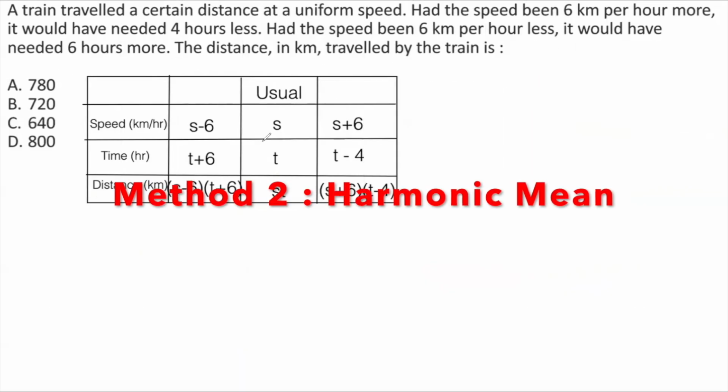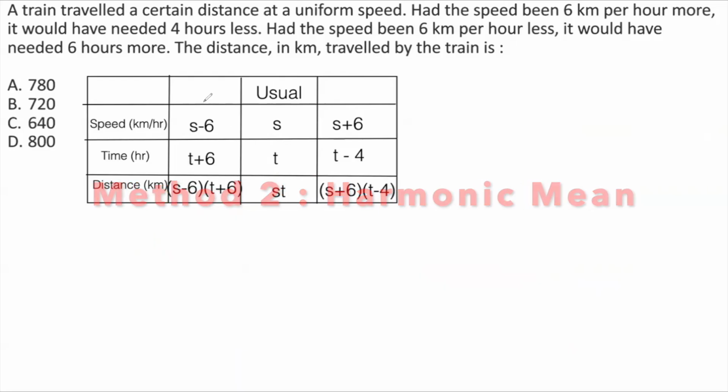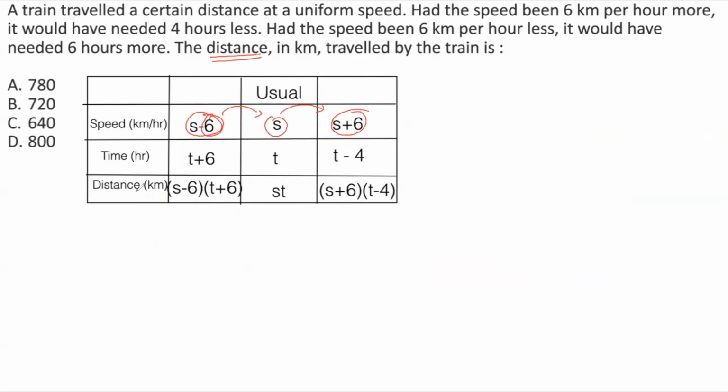All right, so let's look at the second method to answer this particular question. You'll notice that the speeds s minus 6, s and s plus 6 form an arithmetic progression, AP, the common difference being 6. So now the distance traveled in all the three cases is same. Whenever the distance is same, guys, we know that speed and time are inversely proportional. Speeds being in AP, the inverse or the reciprocal will be an HP, harmonic progression. So we can observe that the times will be in HP.